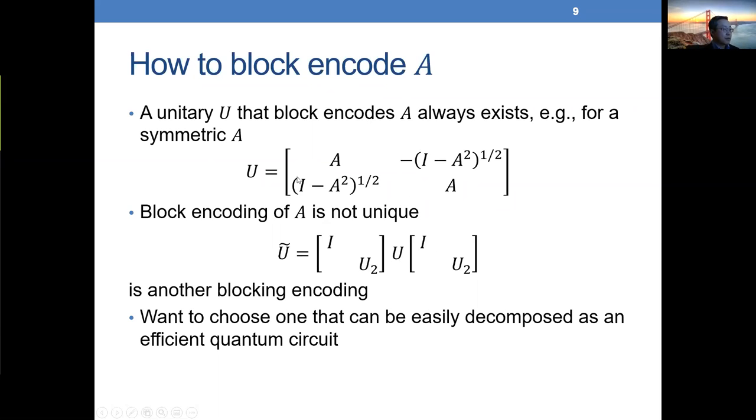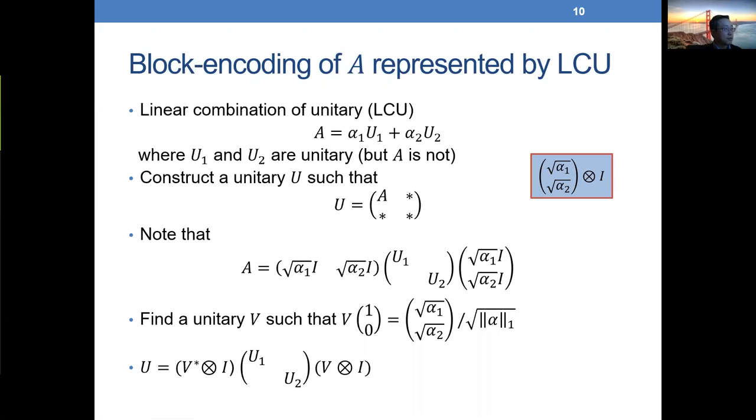Now, this is not a practical way to do it, because in order to construct this block encoding, I have to compute a square root of I minus A squared, which I don't know how to do. Even working with A is already hard enough, and working with A squared and a square root is obviously hard. So that's not a practical way to block encode. And then once you do that, you also have to be able to decompose that as an efficient quantum circuit, as a product of simpler unitaries. So that's another thing that we have to worry about.